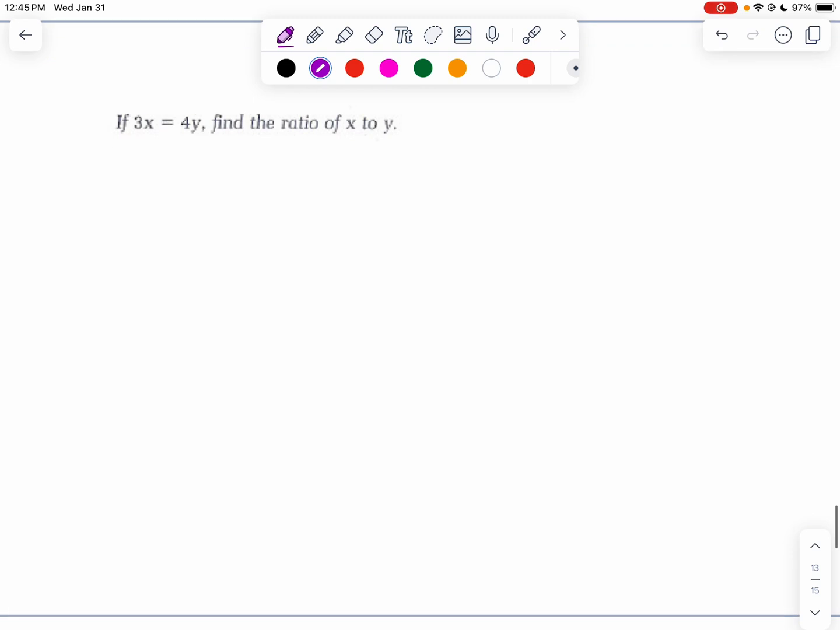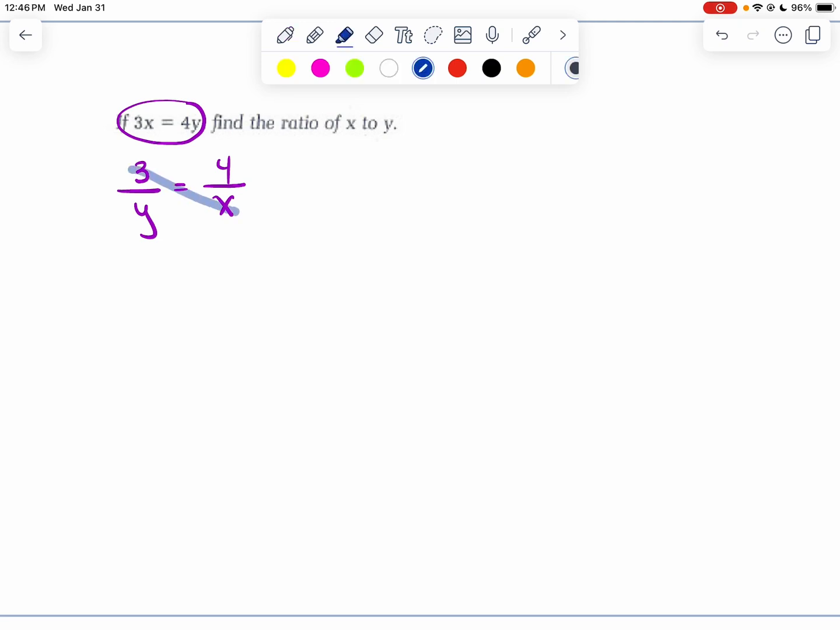Let's look at this one. It says if 3x equals 4y, then find the ratio of x to y. If we were going to set this up, this is the answer after I cross multiplied it, right? So we can say 3, and we know that x has to be on the bottom because that would cross multiply, and then y and 4. Because 3 times x gives me 3x, and 4y.